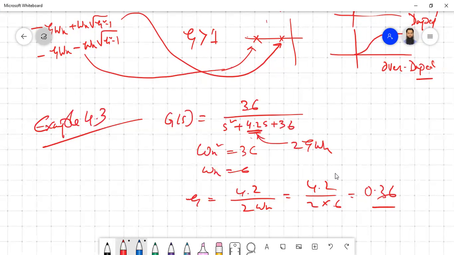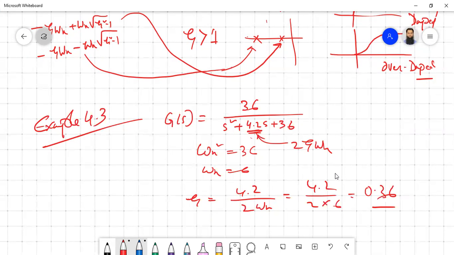Now 0.36. So what should the system type be then? What kind of response are we expecting from this system? From the zeta value, we can predict that, isn't it? The zeta value is 0.36, which is in between 0 and 1. So basically a damped oscillation we are expecting. Now what does it mean? You will have an underdamped response.